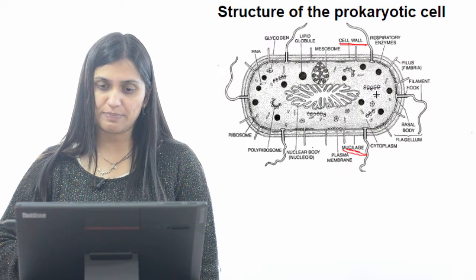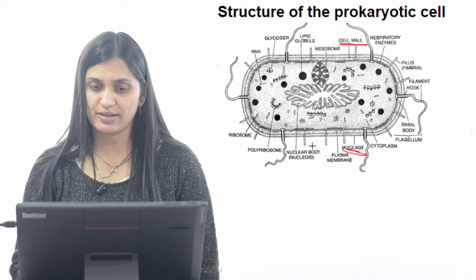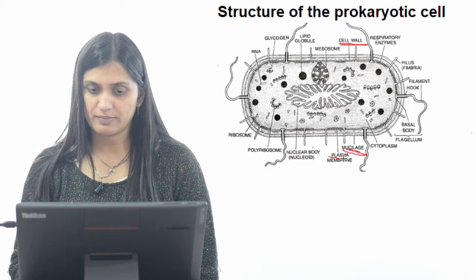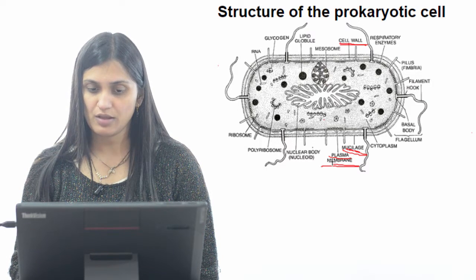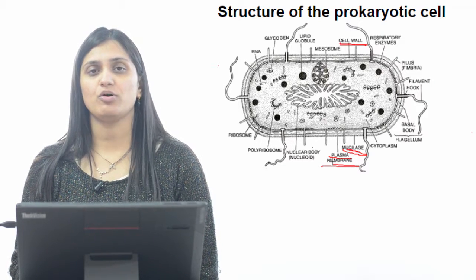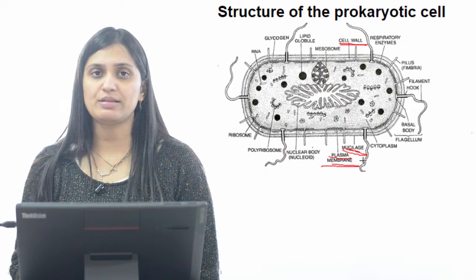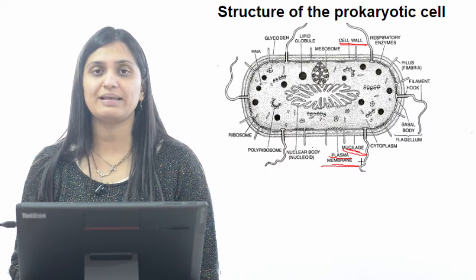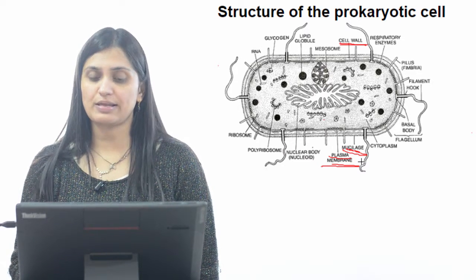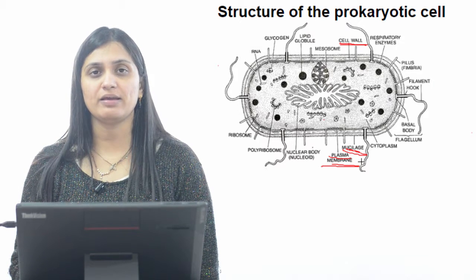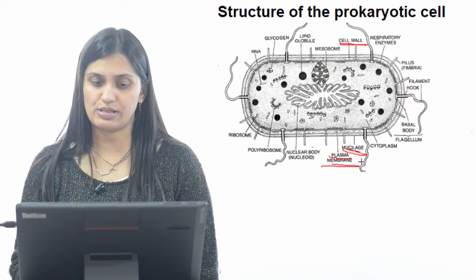Now the next one is the plasma membrane. It lies inner to the cell wall. Here we can see the plasma membrane. The plasma membrane is formed of phospholipids, proteins and some polysaccharides, but it lacks sterols. There is an exception: mycoplasma contain sterols.